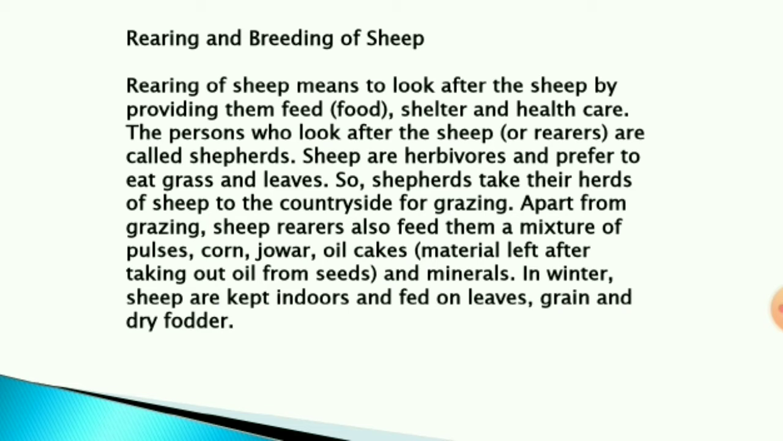Apart from grazing, sheep breeders also feed them a mixture of pulses, corn, jowar, oil cakes (the material left after taking out oil from seeds), and minerals. In winter, sheep are kept indoors and fed on leaves, grain, and dry fodder.